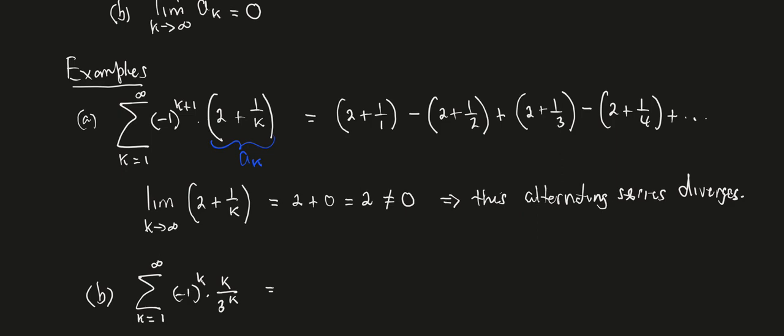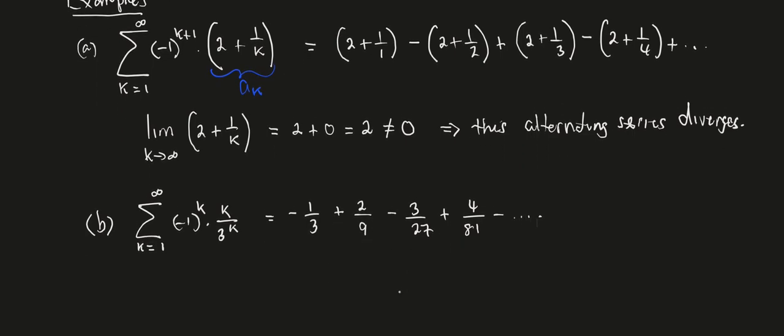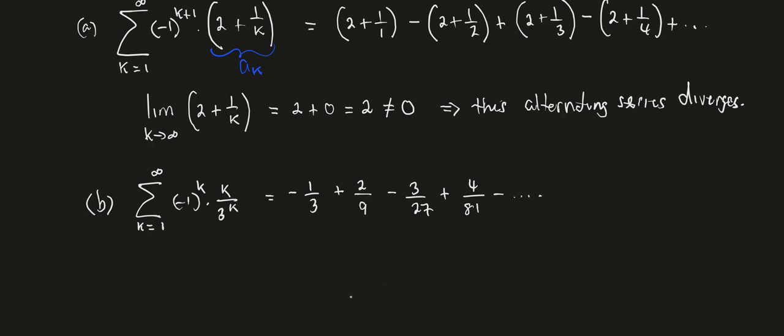Well, when k is equal to 1, you'll have negative 1/3. And then when k is equal to 2, you're going to have a positive 2 over 9. That's 3 squared. And then when k is equal to 3, you're going to have a negative 3 over, and I'm not going to reduce this, 3 cubed is 27, and then plus, then you'll have 4 over 81, and then you'll have minus, and I'll just put my dot, dot, dot. So that's the series under consideration now. Does it converge? Does it diverge?